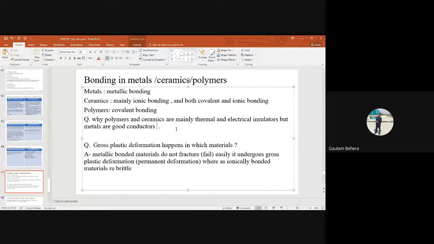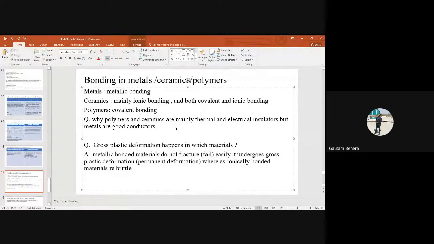Because in metallic materials we have a sea of electrons or clouds of electrons. These are actually free electrons. They are non-localized. They are not localized to a particular atom. They can freely move in the material. So due to the presence of non-localized electrons in metallic materials, they are good conductors of heat and electricity.